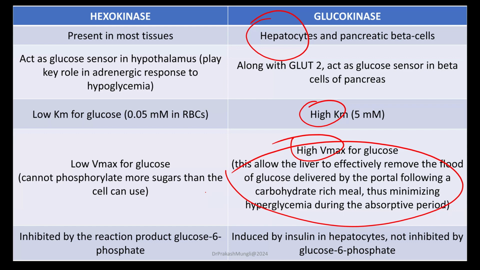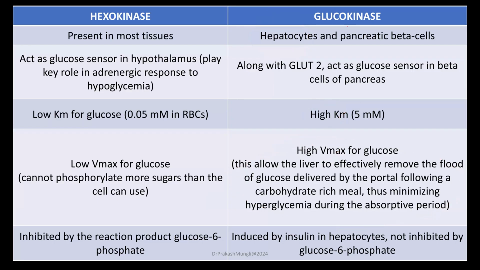Now let's see what can happen if there is a mutation in glucokinase. Let's imagine there is a mutation in glucokinase where it becomes a low Km enzyme. Low Km but high Vmax. What will happen to your blood glucose? It will become low, because the liver starts to take up all the glucose, whether high or low. It is just taking it up. So the person goes into hypoglycemia.